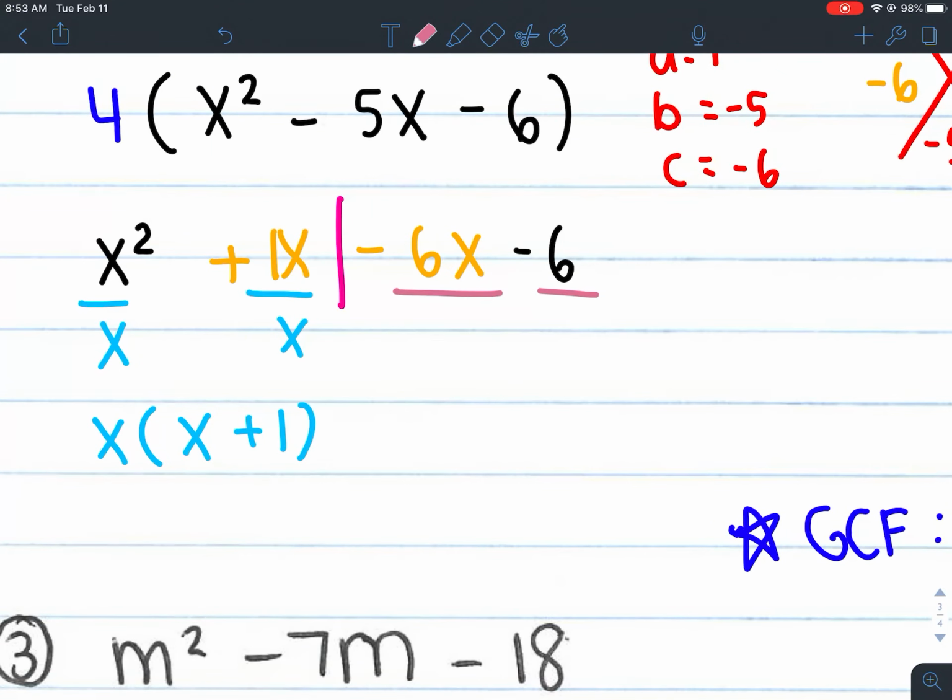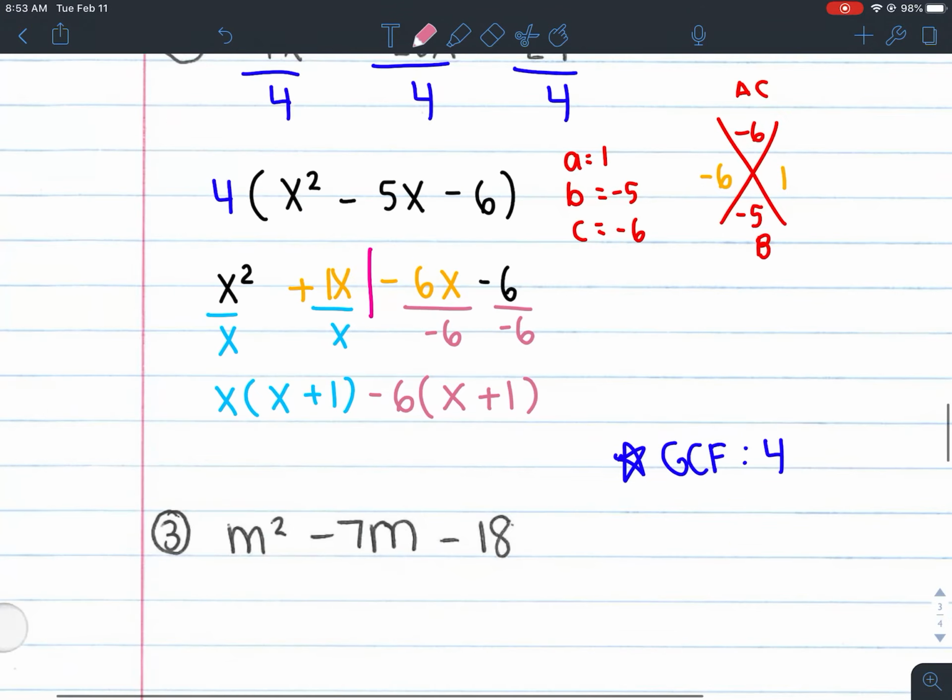Now, if I have -6x and -6, the largest number I can factor out is -6. If your 2 numbers are the same, that's the largest thing you can take out. Now, why am I taking out a -6? Because the first term in my group is negative. And left over, -6x divided by -6 is just +1x, because I still have the x left over because I didn't take it out. And then -6 divided by -6 is +1. So one of my factors is x minus 6, and the other factor is x plus 1.